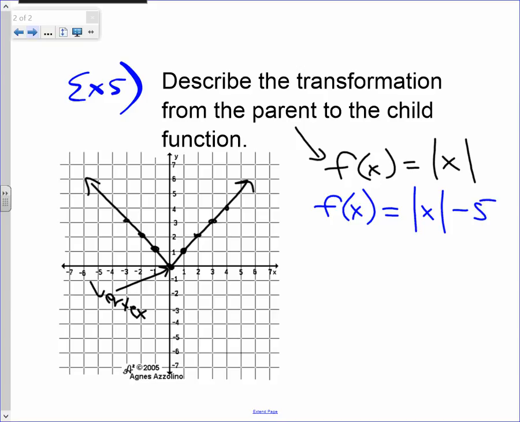Remember on Thursday I was having you guess what the child will look like? Stay with me. Valdez. What do you think the child will look like in relation to the parent now? What will it be? So you just said a number. I'm asking for a description. Describe the transformation from parent to child. One more time. Nice. So what we call that, the vertex now is going to be right here, and everything else is going to be the same.